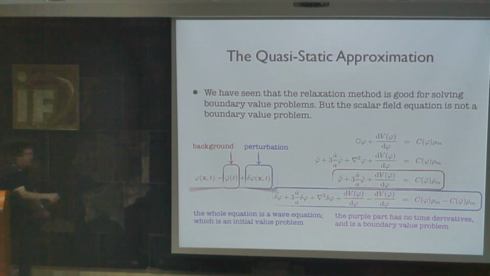So you can see that this equation, if you compare it with the standard Poisson equation, has these additional terms, and these are time derivative terms. If you want to make it similar to the Poisson equation, you only want to keep these purple terms, and that is, you want to neglect these time derivative terms, because they make this equation a wave equation rather than an elliptical equation. So the quasi-static approximation basically says that we can neglect these terms as compared to the spatial derivative terms. And if this is possible, then the equation can be greatly simplified, and you can use the relaxation technique.